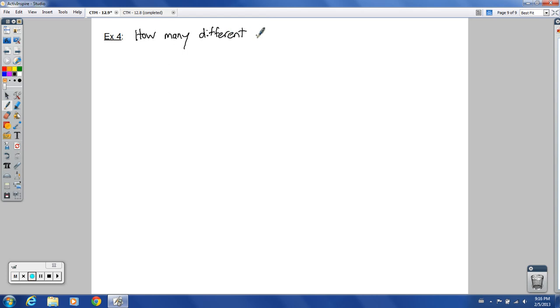Let's see, how many different committees? The last one, we're going to form some committees, or form a committee. How many different committees can be formed, going back to school again here, from 6 teachers and 50 students.